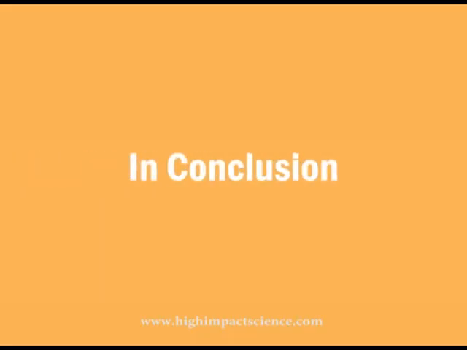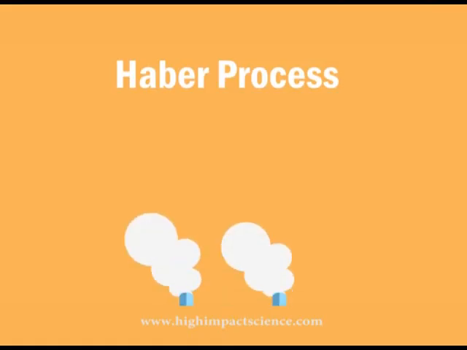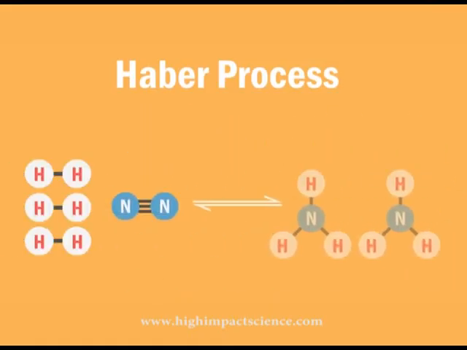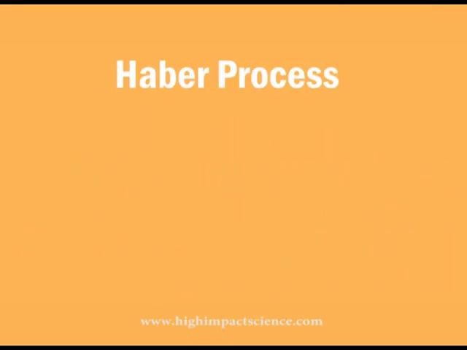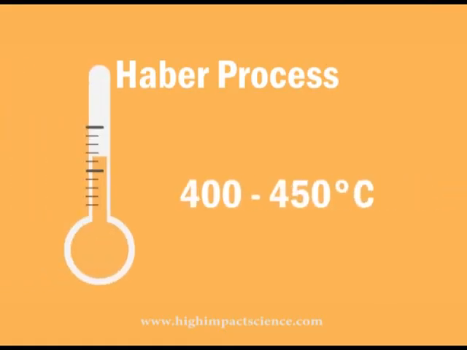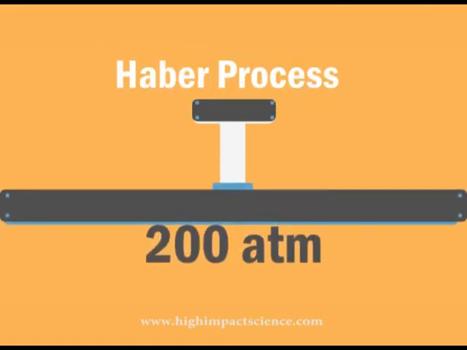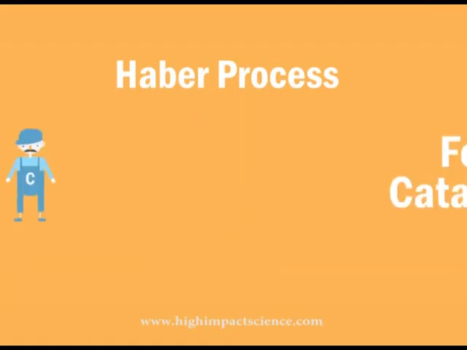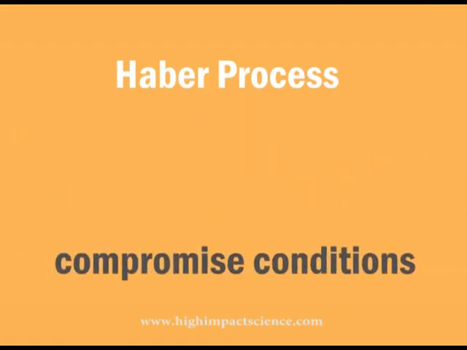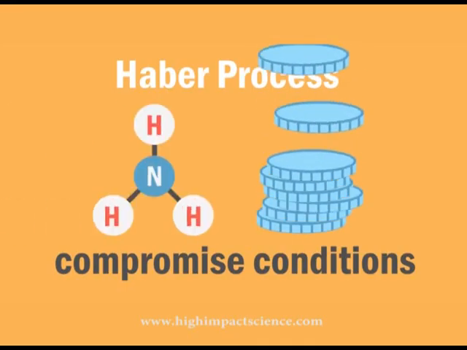So in conclusion, the Haber process is the industrial synthesis of ammonia from nitrogen and hydrogen. It is conducted at 400 to 450 degrees Celsius at 200 atmospheres in the presence of an iron catalyst. These are compromise conditions in order to maximize ammonia production and economic profits.